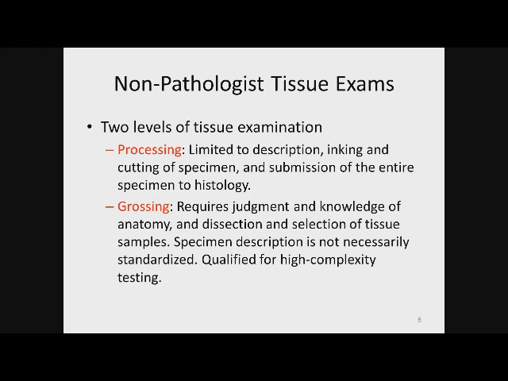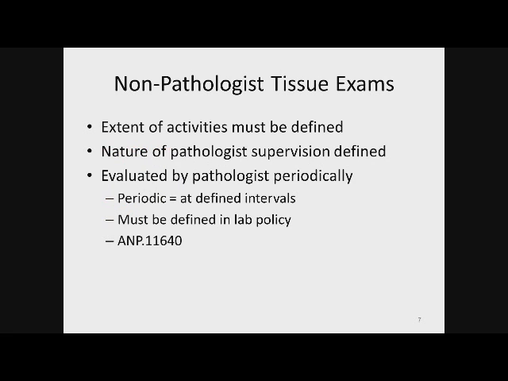So again, the earlier nomenclature was that processing involved limiting to a description, some minor inking, and perhaps a cutting of the specimen, and then submission of the entire specimen in toto to the histology laboratory. Whereas grossing was defined as requiring judgment and knowledge of anatomy and specifically anatomic pathology in the dissection and selection of tissue samples. So the specimen description was not standardized. It was different for each specimen that came into the laboratory, and it required what we called high complexity testing, whereas at the time processing did not.